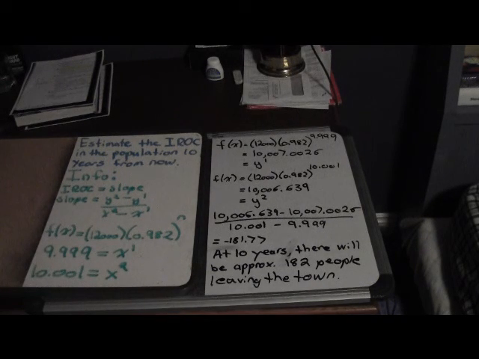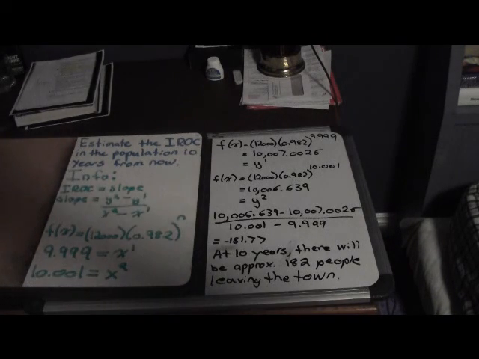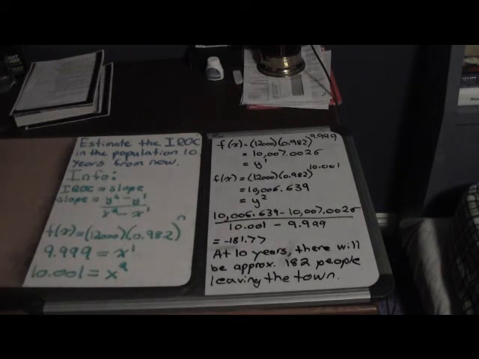So we have 10,006.639 subtract 10,007.0026. All of that is over our x2, which is 10.001, minus our x1, which is 9.999. So you subtract the numerator, you get one value, and then you subtract the denominator and you get another value. And then you divide the numerator by the denominator and you get your answer. In this case, our answer is negative 181.77.